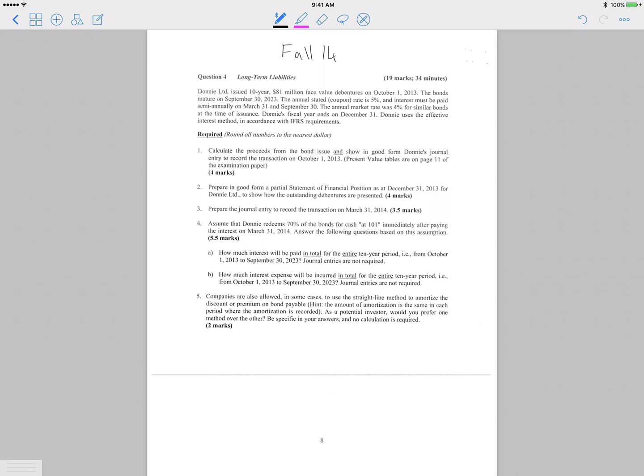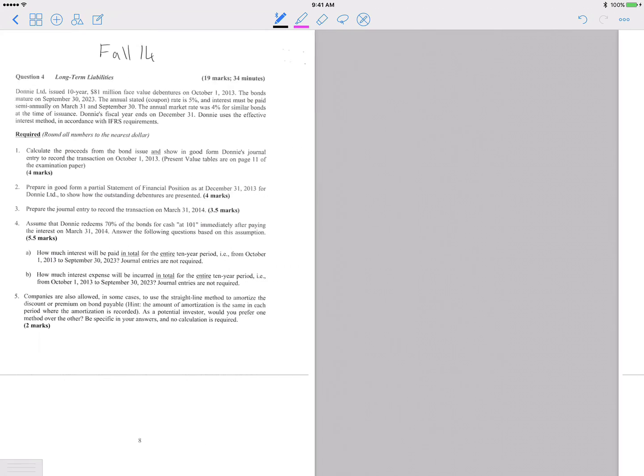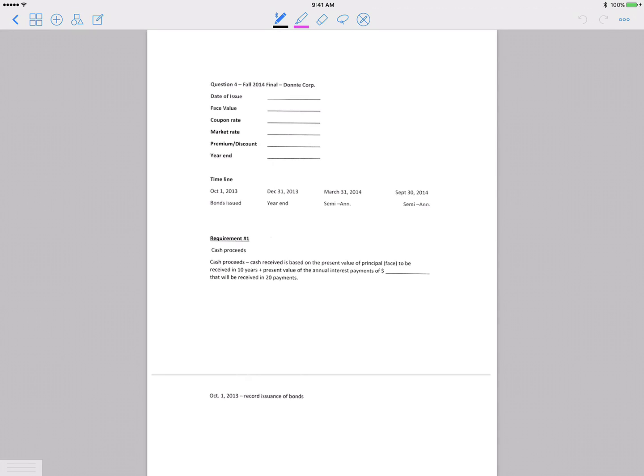I read the question, and the story that came out of this question is that the company issued some bonds on October 1st, 2013, and then there's an intervening year end on December 31st where we have to record some interest expenses, but the first payment of interest is going to be on March 31st, 2014, and also we have a second payment of interest on September 30, 2014. So what you have to understand is that the company issued some semi-annual bonds where they have to pay interest twice a year instead of once a year.